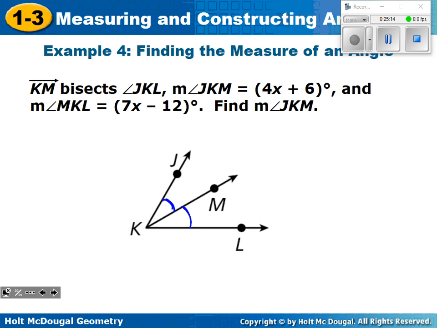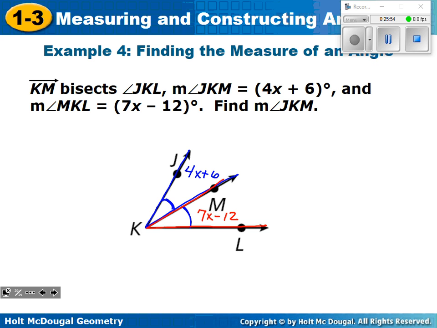Then fill in your information. So angle JKM, so that's this angle here, is 4x plus 6. MKL, M to K to L, is 7x minus 12. And that's all they give us for this problem. So do we know part, part, and whole? No. And just like last class period, when we had segments, we had some where we didn't know part, part, and whole. But we had the word midpoint, so we knew the segments were now equal to each other. Same idea here. We have an angle bisector, so we now know the angles are equal to each other.